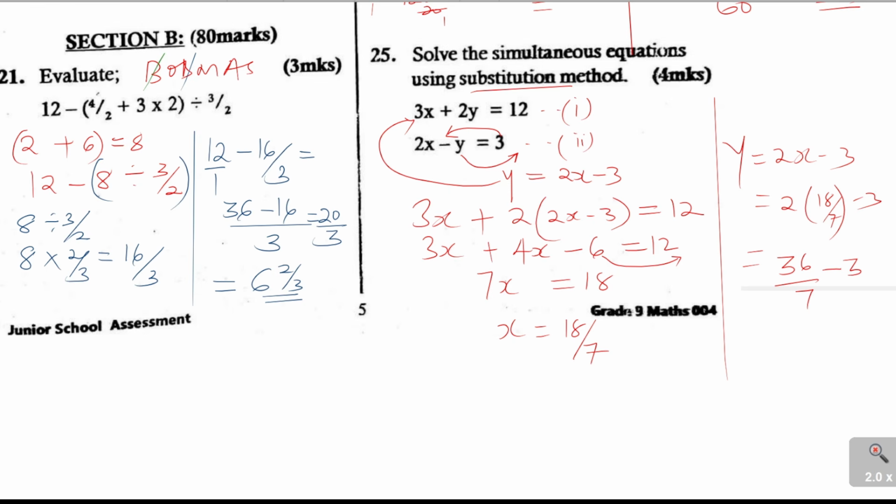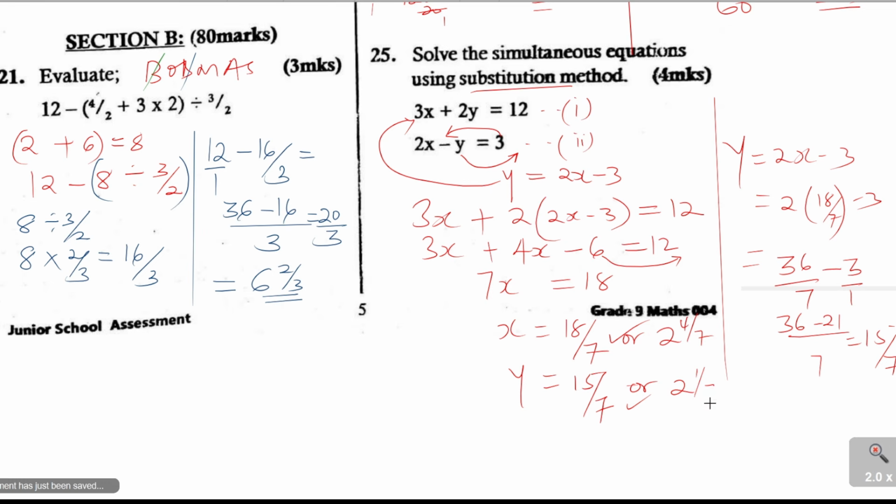So when you work out these, get the LCM. This will give 36, subtract 21, and this will give 15 divided by 7. So y is equal to 15 divided by 7. And you can also write it as a mixed fraction. So you can write it as 2 and 4 over 7. And also this one you can write it as 2 and 1 over 7. So that is how you're supposed to solve that.